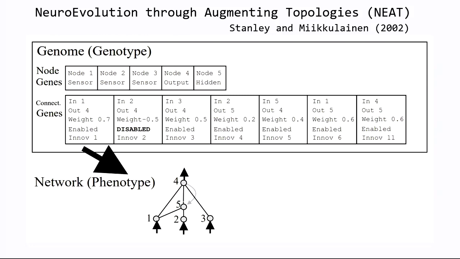So the list of connections is just a list that says what 2 nodes it connects and what the weight is. So obviously between node 1 and node 4, there's a connection of weight 0.7. Between node 2 and node 4, there's a connection of weight 0.5, for example. And there's also these 2 other things, the enabled and not enabled, and these things called innovation numbers, but we're not going to get into that here.